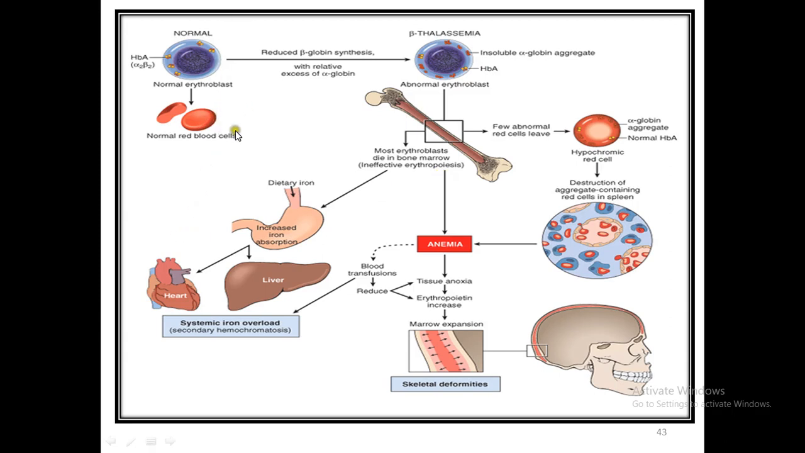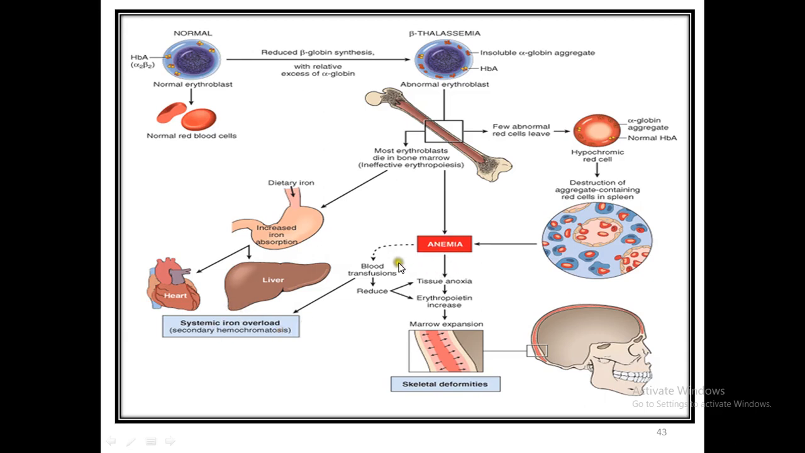Here you can see that these are normal red blood cells, but in beta thalassemia, there are abnormal erythroblasts, with insoluble alpha globin aggregates inside the erythroblast. And here you can see that in a red blood cell, which is hypochromic, alpha globin aggregates have started to form. And in the skull, of course, hair on end appearance. And here you can see, because of repeated blood transfusions, the iron starts getting deposited in the various organs of the body, leading to systemic iron overload.